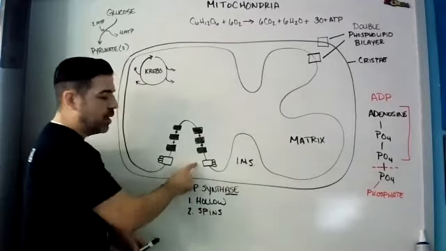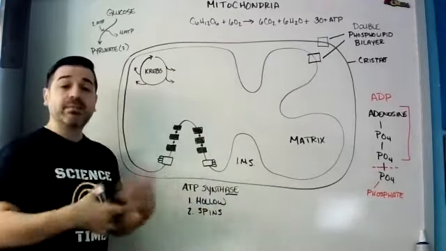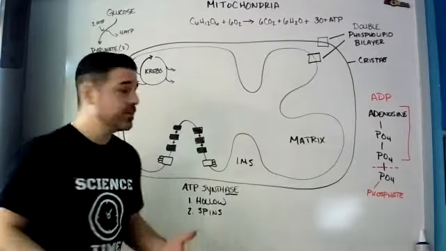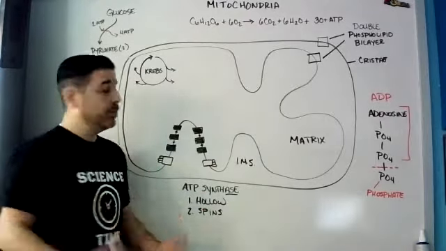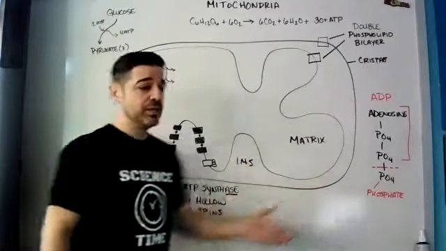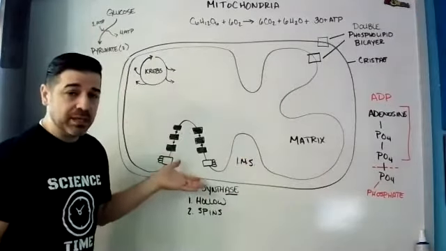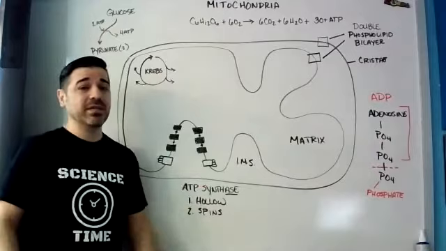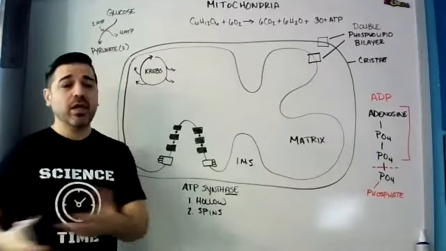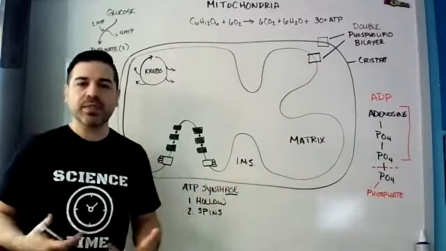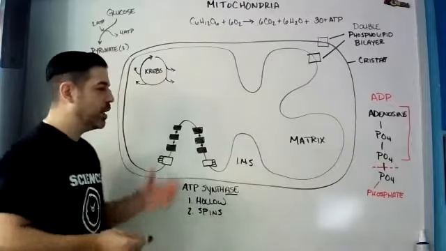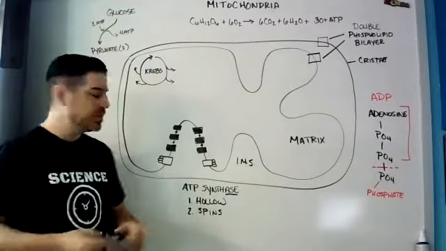Now, because this is a molecular motor, something needs to power it. We need an energy source. Ideally, we don't want to use ATP to run an ATP making machine because we're not going to net much. We're either going to break even or not make as much energy as we're hoping to get from ATP. So we don't want to use ATP to power this process.